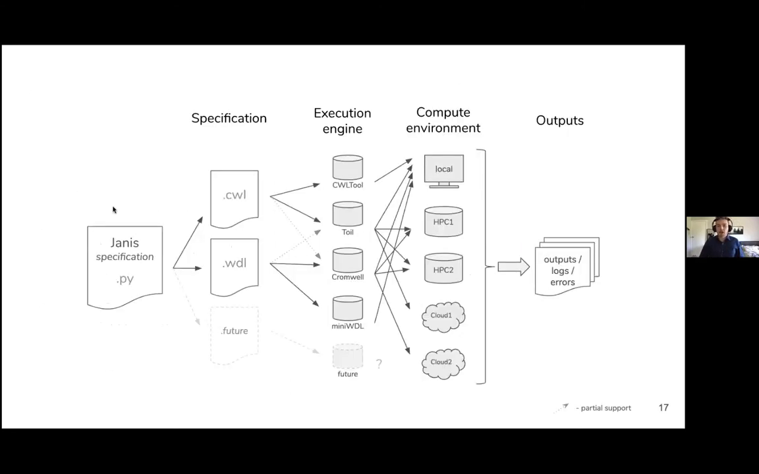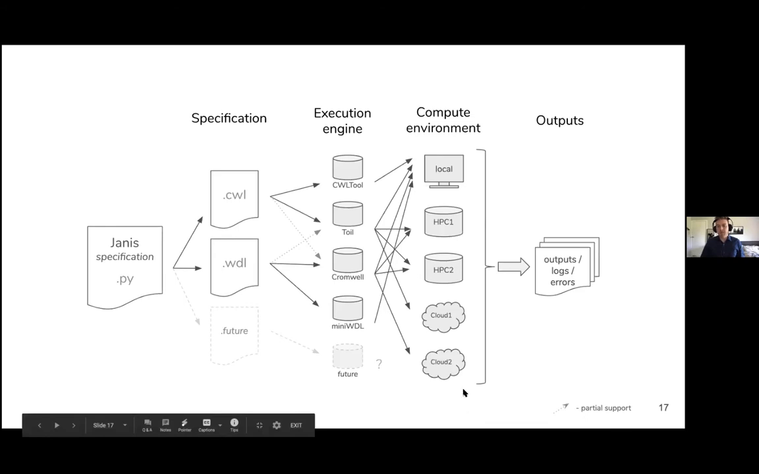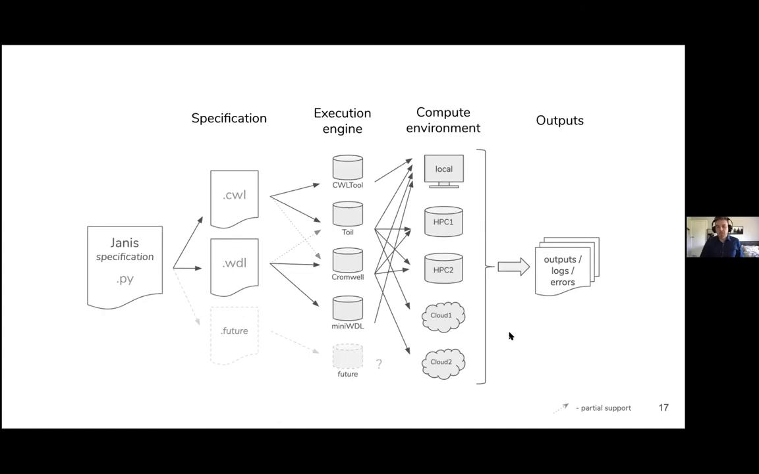So looking at our new execution overview with Janis, we now have one Janis spec that can generate CWL, can generate WDL, and could potentially generate some future specification, which gives us a more overall picture of the amount of execution engines we can use and more compute environments that we have available to us. But the problem of output and logs and errors in individual formats is still a problem.